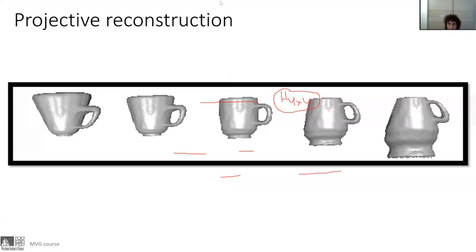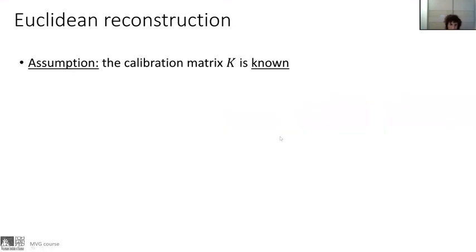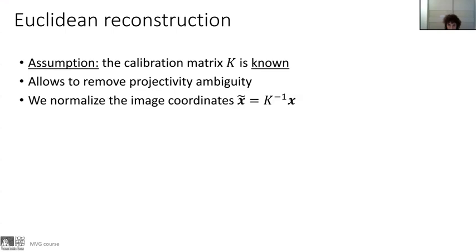By the way, this is just another example to let you understand that this is the construction in the Euclidean space, and this is done in the projective space. Many, many options. Now, let's say that I know the calibration matrix, and let's see how it helps me remove the projectivity ambiguity that we had before.